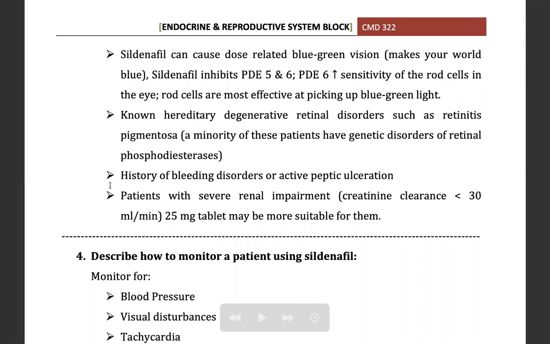And plus, if the patient has severe renal impairment, creatinine clearance less than 30 ml per minute, the drug is not able to be excreted properly, so reduce the dose. A 25 milligram tablet may be more suitable for patients with renal impairment.